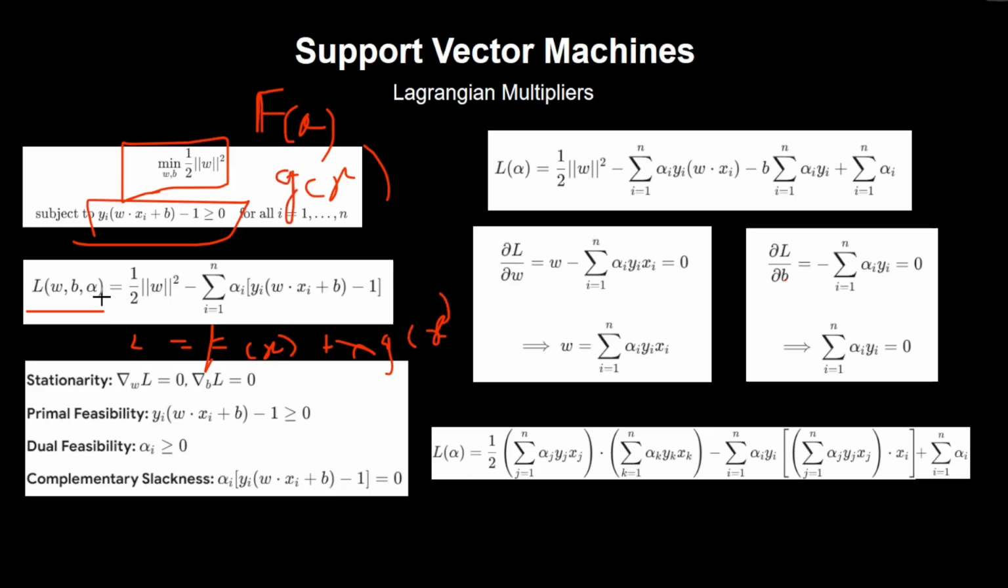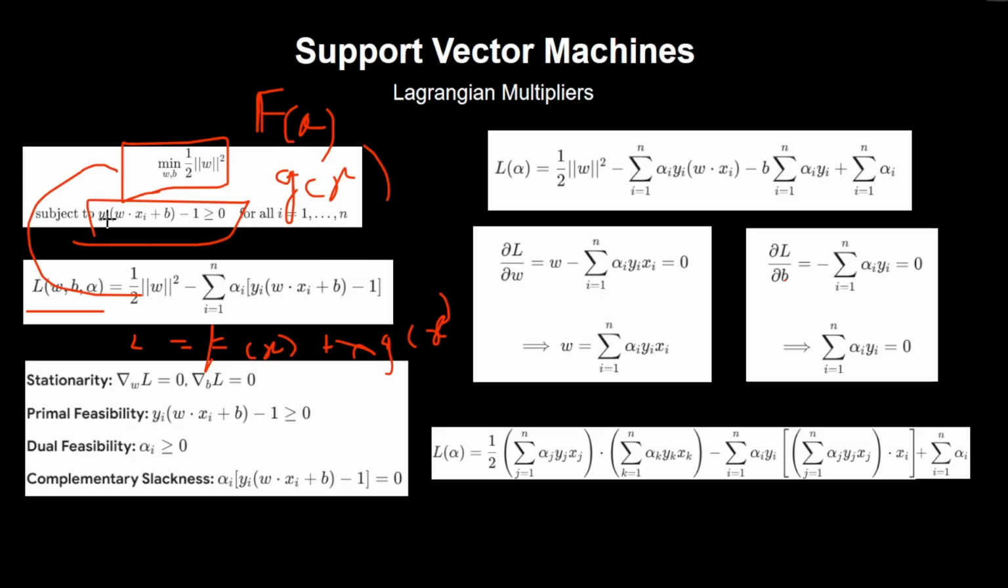G is the constraint function. Here we can substitute f of x, which is half of w squared. And similarly, for g of x, we won't be having a single Lagrangian multiplier. Here we use alpha to denote the Lagrangian multiplier. For each data point, we'll have a set of Lagrangian multipliers.